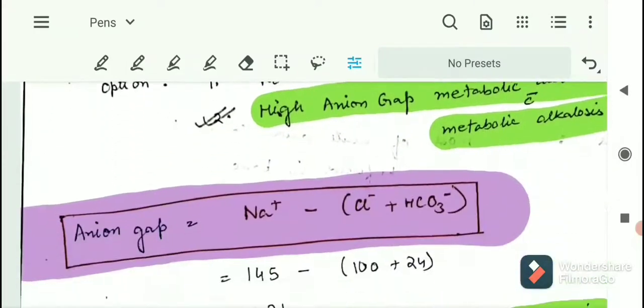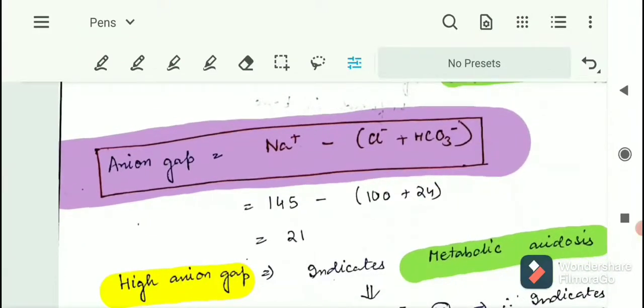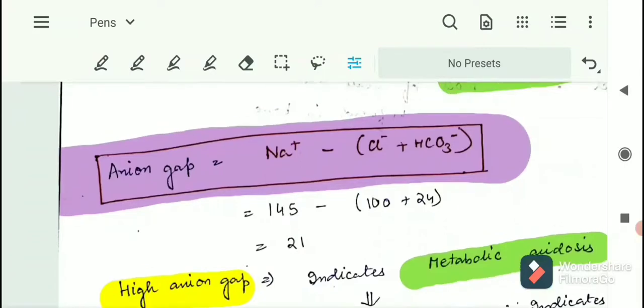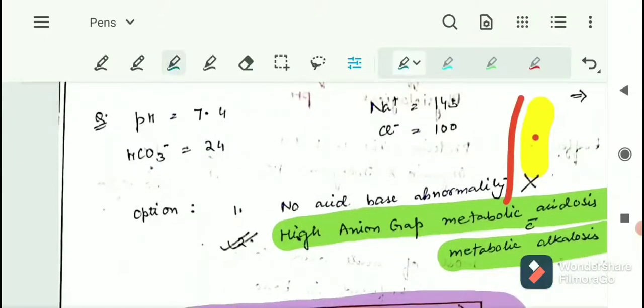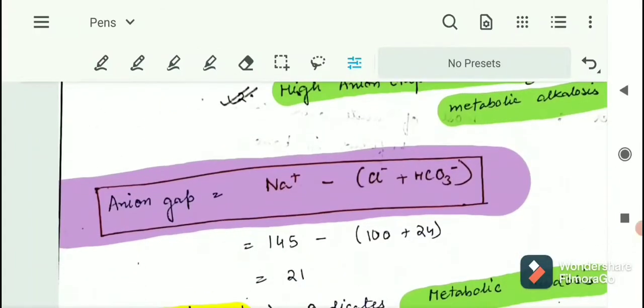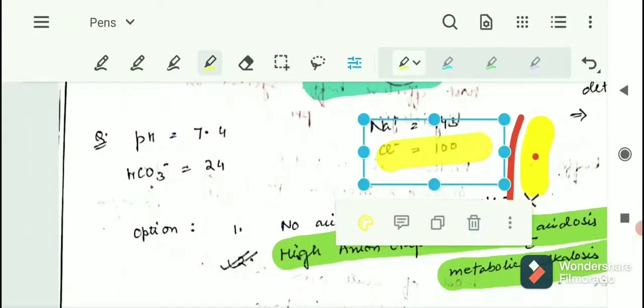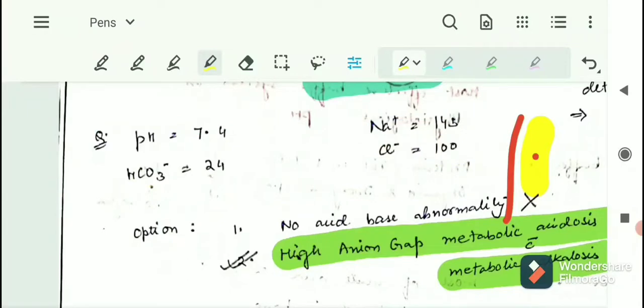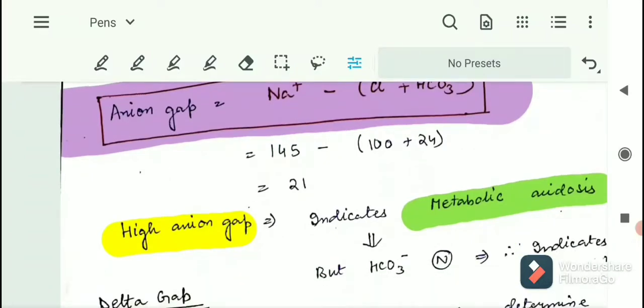Now how to calculate this anion gap? Anion gap is calculated by sodium level minus the chloride level plus HCO3, that is bicarbonate plus chloride. This total is subtracted from the sodium level. Now let's see in the problem. The sodium level was 145, right? Here we write 145. Now we see the chloride and the bicarbonate level. This comes to 124. Now we calculate it, it comes to be 21.